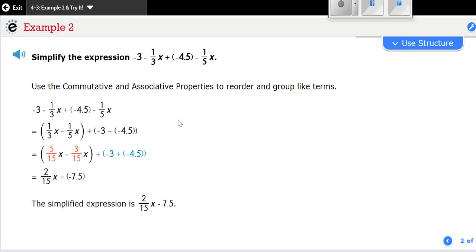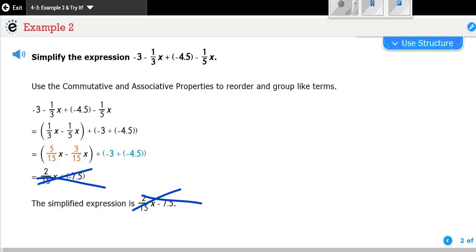I think they made a mistake. Yep, I'm seeing it. Okay, so looking at their problem, here is their mistake. Did you find it? Okay, this is not the correct answer. We got the correct answer. This is not the correct answer. We got the correct answer, right?